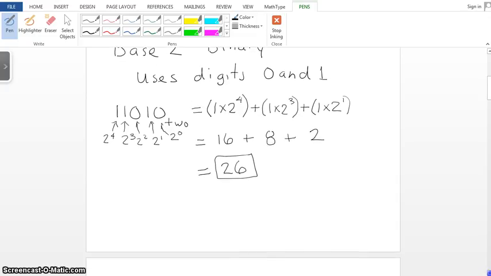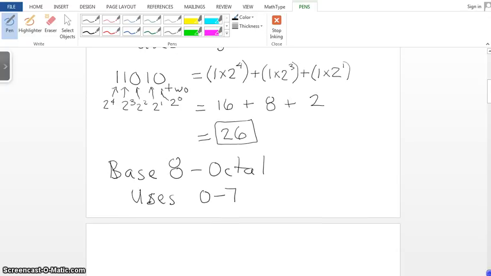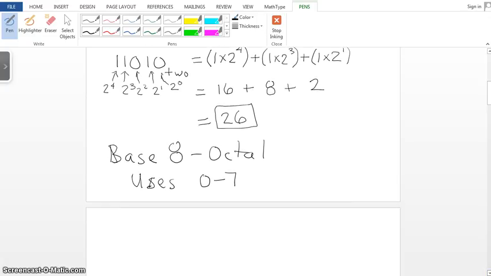All right, let me get all the way down here to the next page. We're going to look at base 8. Base 8 they call the octal system, and it uses the digits 0 through 7. Just like in the decimal system it just uses 0 through 9. In binary, you don't have a digit that represents 2, which is the base. It's just 0 and 1. So for octal, we're going to use 0 through 7.